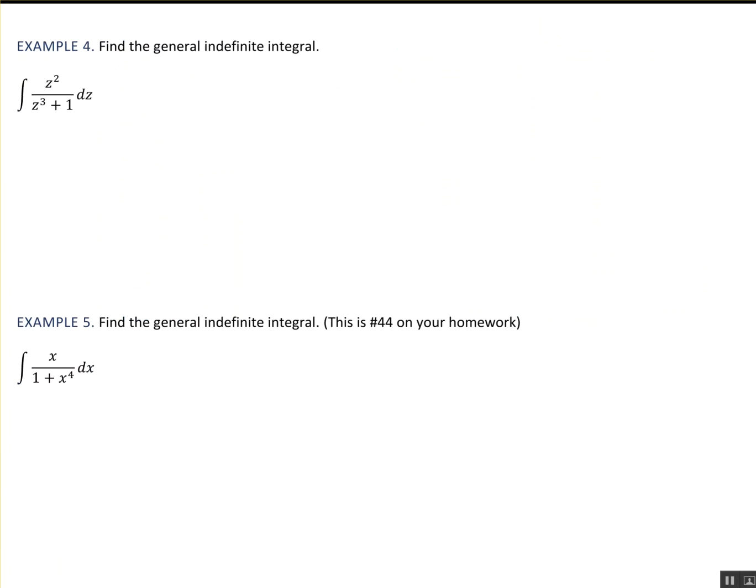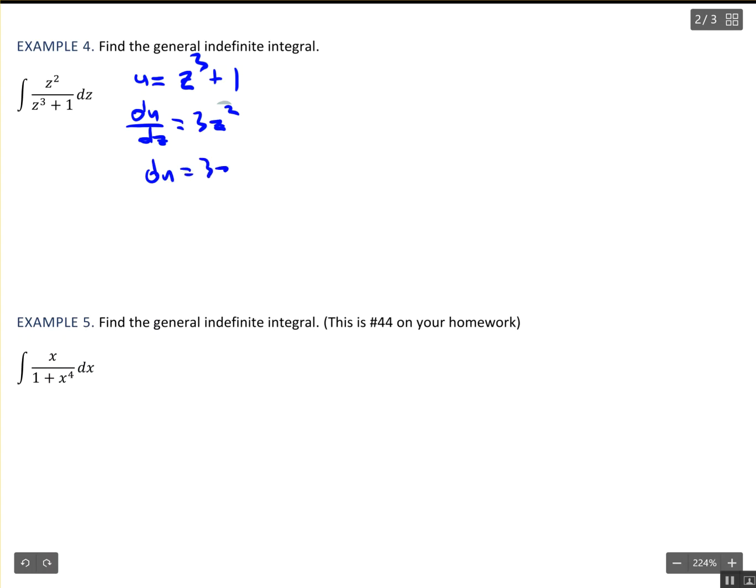All right, so we're looking for a function and its derivative. Notice the derivative of z cubed is 3z squared. I don't have 3z squared, but again, I can be off by a constant. The key is that the derivative of z cubed has a z squared in it, and I have a z squared up there. So I'm going to let u equal z cubed plus 1. Then du dz equals 3z squared.